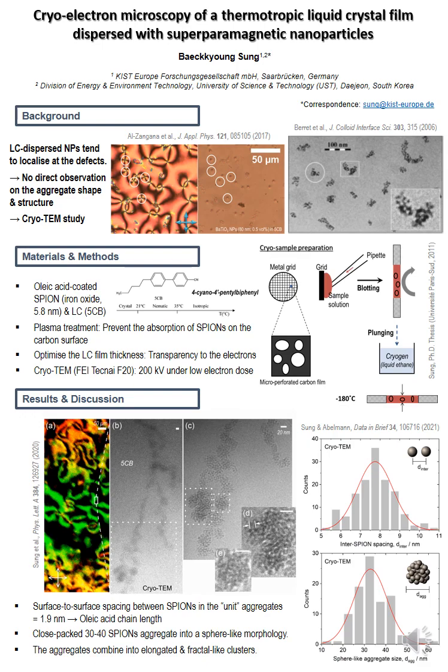In a sphere-like unit aggregate, 30 to 40 SPIONs agglomerated with a surface-to-surface distance of 1.9 nanometers, which exactly corresponded to the chain length of oleic acids that were coated on the 5.8 nanometer sized SPIONs. Therefore, we conclude that the SPIONs were close packed within the unit aggregate.